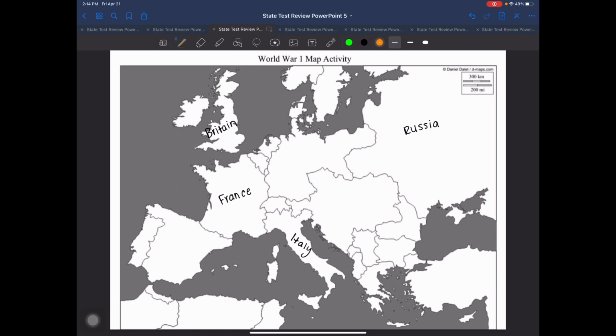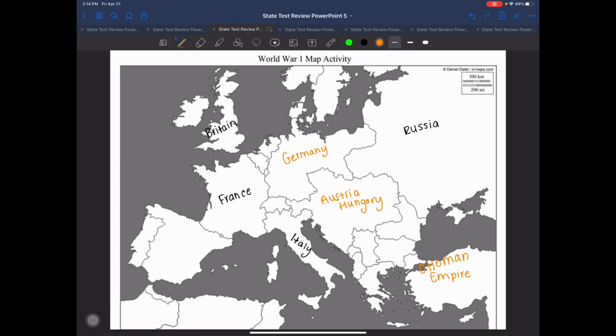So I want to change colors with my pen here, and let's label the Central Powers. If you look at Europe as a whole, right in the middle for the Central Powers, we have Germany. This is the German Empire. Here is Austria-Hungary. And down here we have the Ottoman Empire. All right. So believe it or not, understanding a little bit about the geography of Europe is going to help some of this make sense.